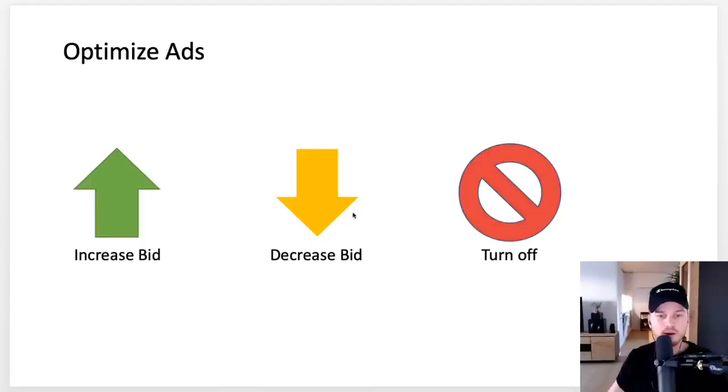The same thing with ads or keywords that don't really work well. I want to decrease my bid, because if I'm not profitable, then maybe if I pay less per click, that will get me into the profitability zone. And then maybe you also see that some keywords don't work at all, or some demographics don't work at all, and you want to turn them off.